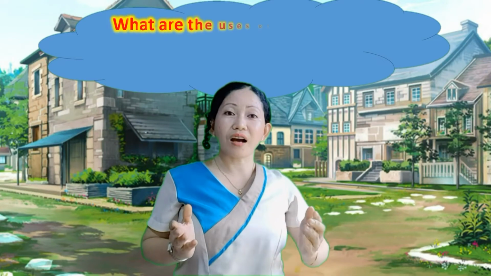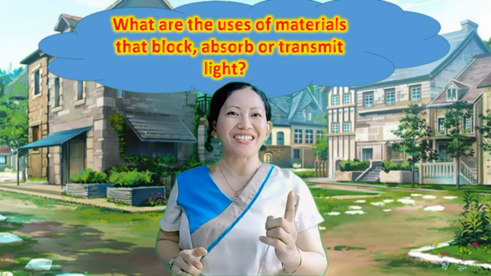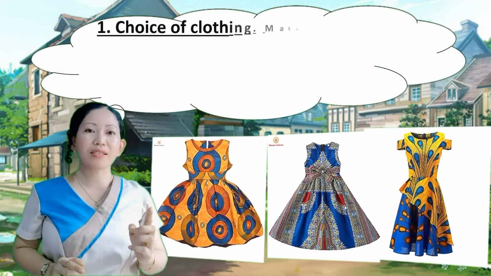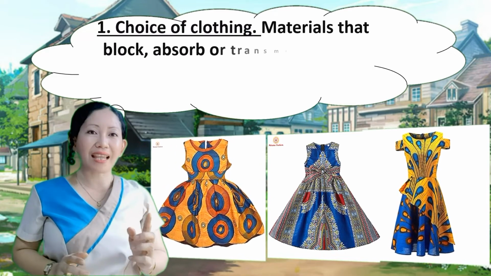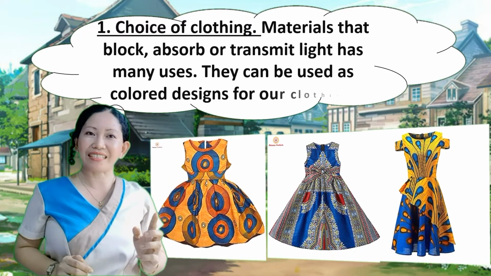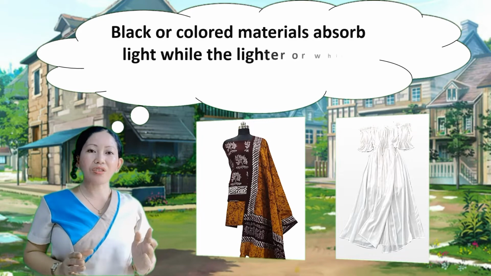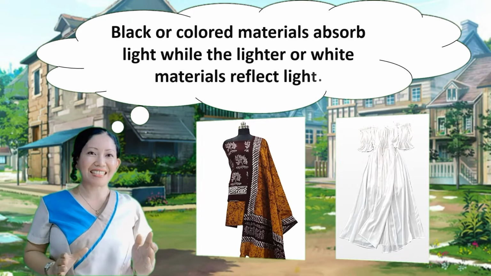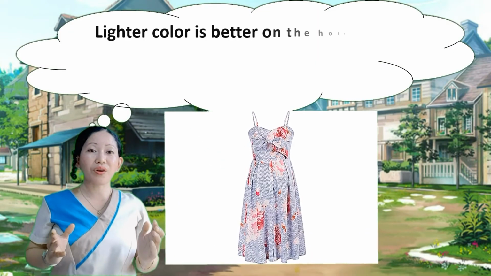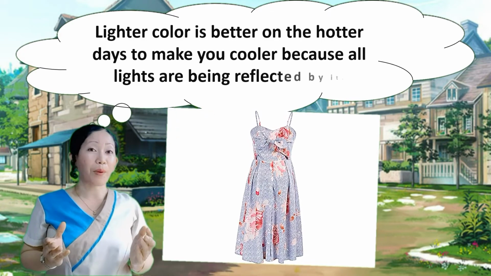What are the uses of materials that block, absorb, or transmit light? Let's find out together. Number 1. Choice of clothing. Materials that block, absorb, or transmit light have many uses. They can be used as color designs for clothing. Black or colored materials absorb light, while the lighter or white materials reflect light. Lighter color is better on the hotter days to make you cooler because all lights are being reflected by it.